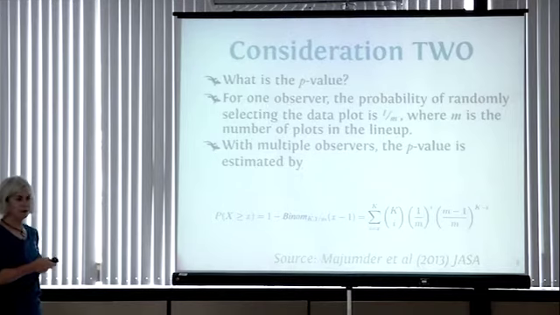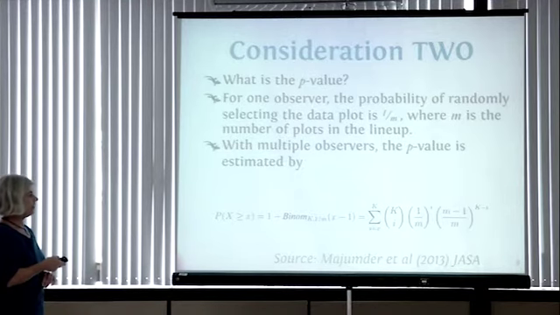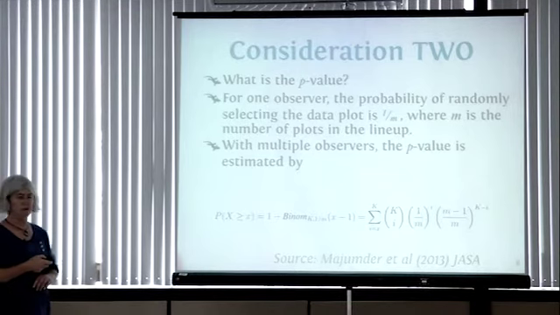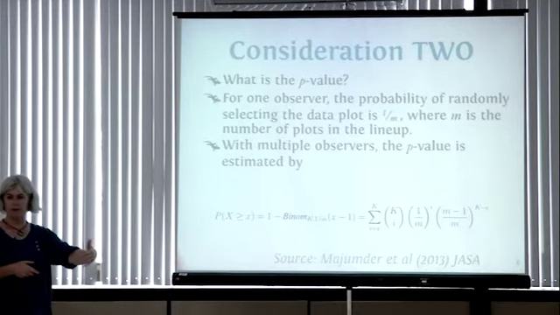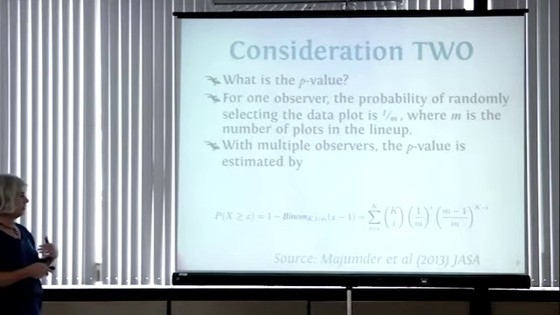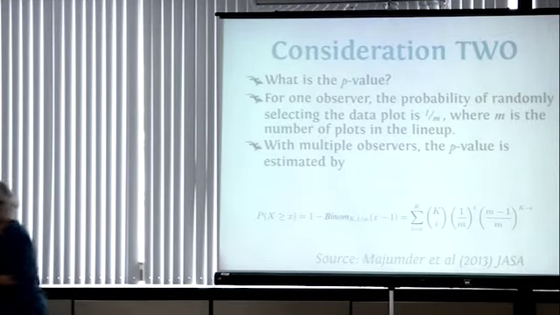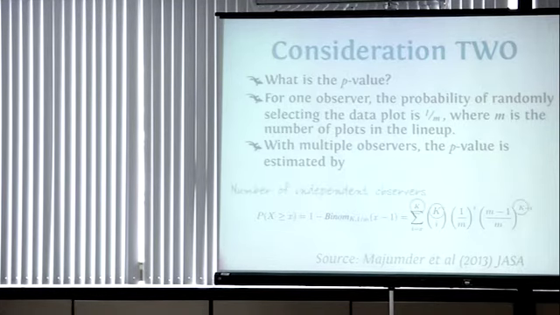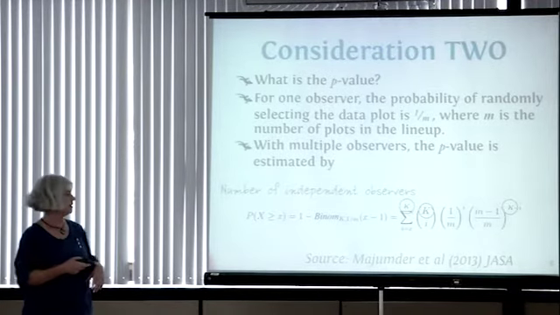If you bring in multiple observers, each one acting independently, so not in a room like this where you could be talking to each other, then you estimate the p-value using a binomial distribution. You calculate the probability of observing X number of observers picking the data plot, and we have a total of K observers. So we're looking at the number that pick the observed data plot, and each one has a probability of 1 on m. So we can get at the p-value using a binomial. This is in a paper by Majumdar that's coming out at the end of this year, the next JASA paper.